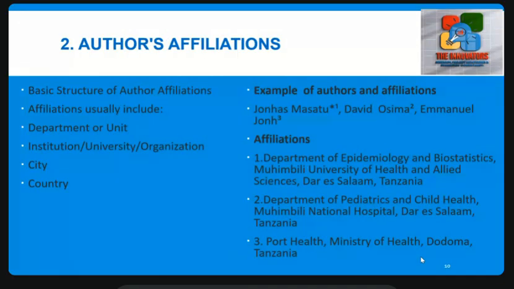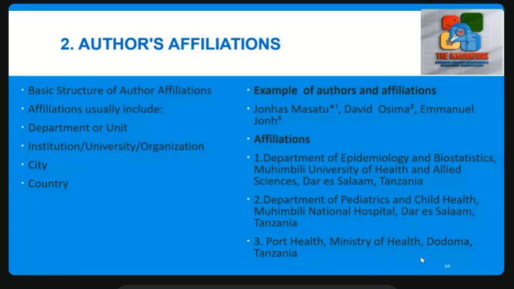Also, the author affiliation structure includes the department or the unit where the researcher comes from, the institution, which might be the university or the organization, the city, as well as the country where the author or the corresponding author comes from. Take an example of a good affiliation structure.